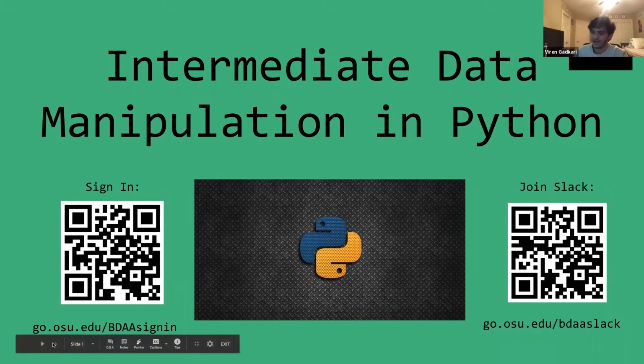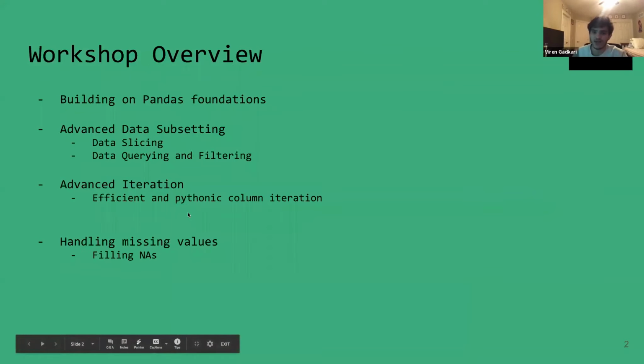And get started. So this week it's intermediate data manipulation in Python. We're just going to be building off of the foundations from the first data manipulation workshop. You're going to be learning a lot about advanced subsetting with data frames. I'm going to be introducing some new Pandas functions, advanced ones for slicing and filtering our data to look for specific observations, as well as advanced iteration and Pythonic code, and learning how to handle missing values in your data.